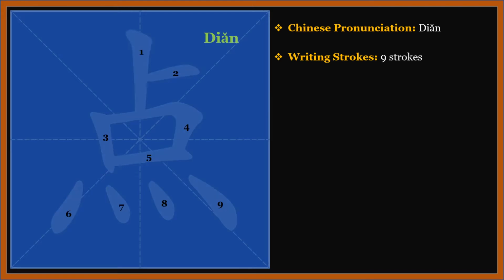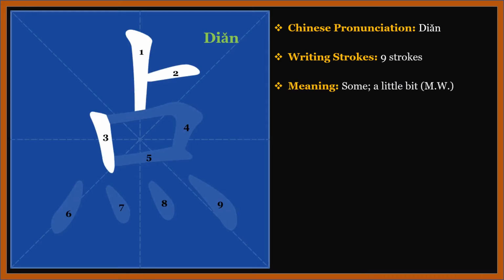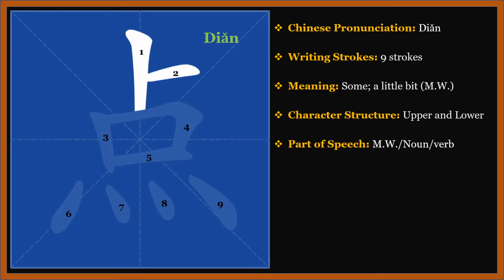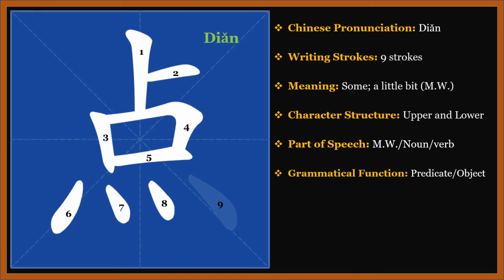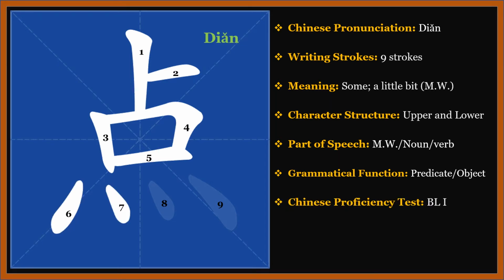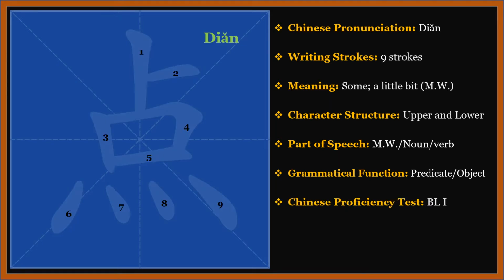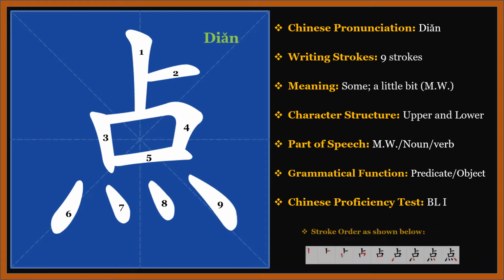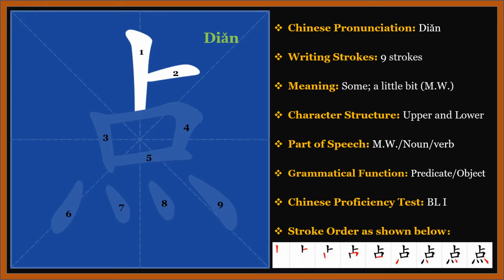The character dian is often used as a measure word, which means some or a little bit. The part of speech of this character could also be a noun or a verb. So grammatically, this character can be used as a predicate or an object in a sentence. Dian is listed as one of the most frequently used beginner level 1 characters in the Chinese proficiency test, or HSK. The writing stroke order of dian is indicated as follows.